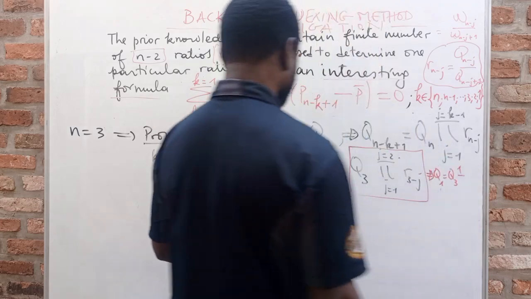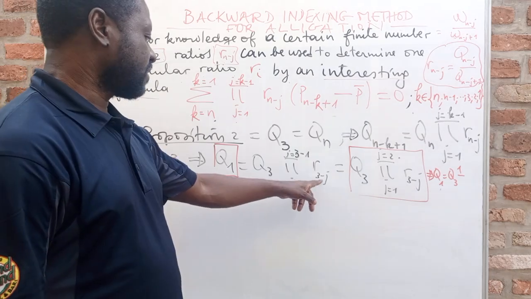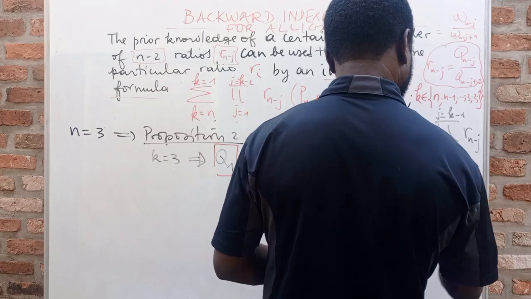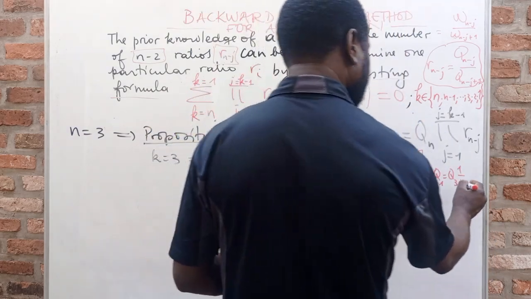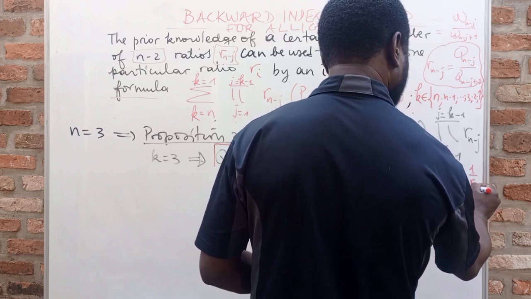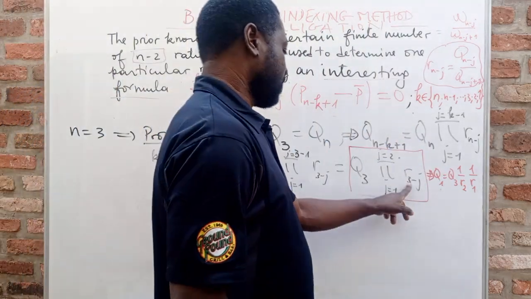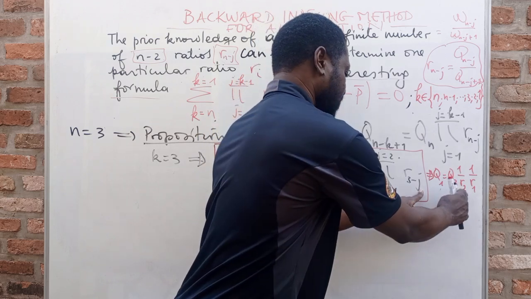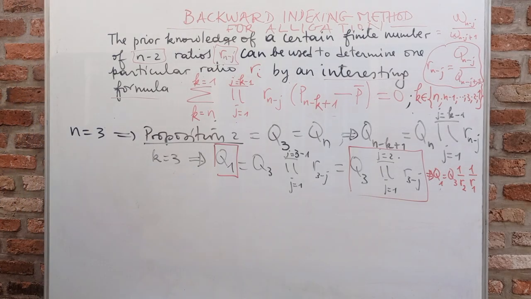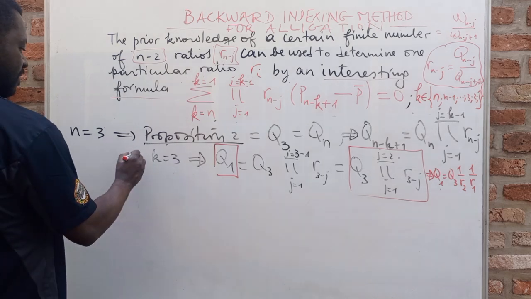So q1 is equal to q sub 3 times, let us see what happens. When j equal to 1, you will have r index 3 minus 1, first it is 2, r sub 2, times 1 over r sub 1, because we are going to go up to 3 minus 1 first is 2, 3 minus 2 it is sub 1. Okay, so this is the case k equal to 3.